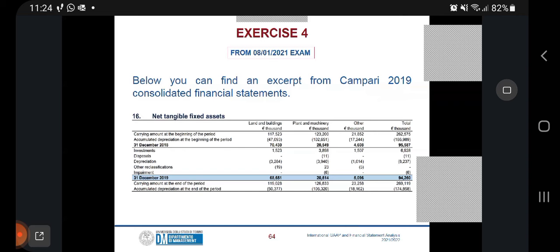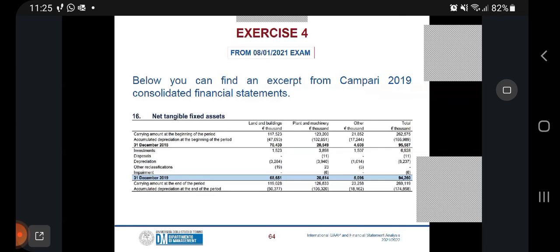And if you look at the slide, the first column is land and buildings, and then plant and machinery, other, in thousands, and so on, and finally the final amount, total. There is the amount at the 31st December 2018, and then the amount at the 31st December 2019.